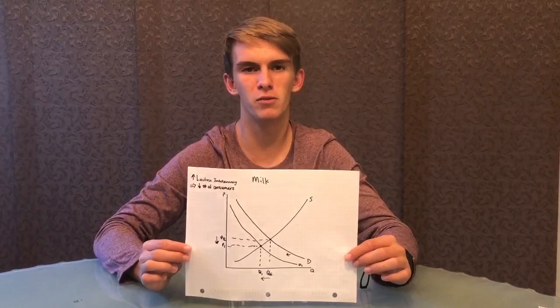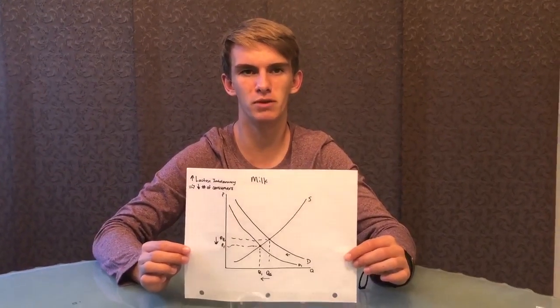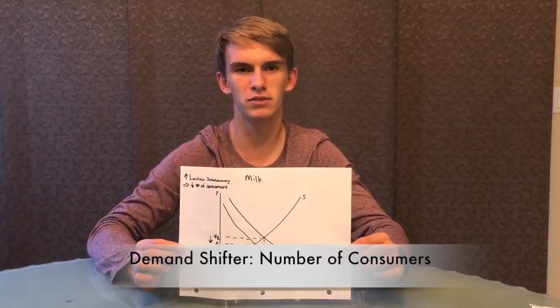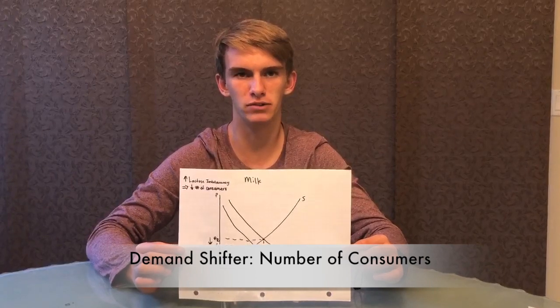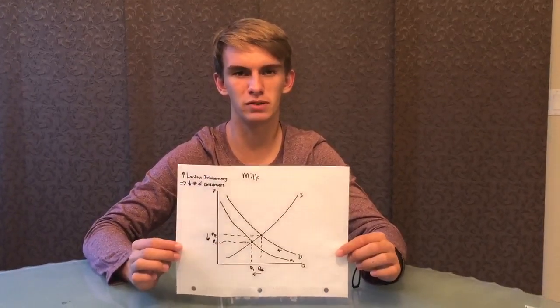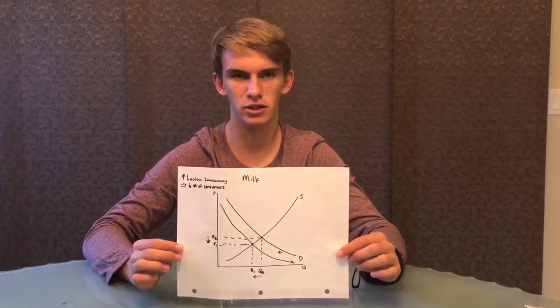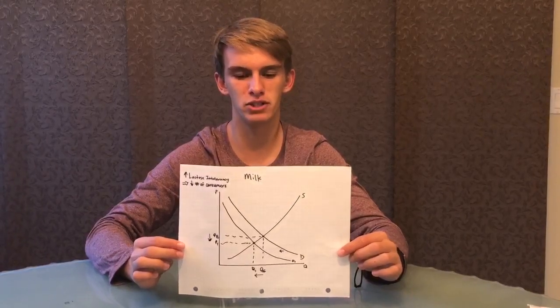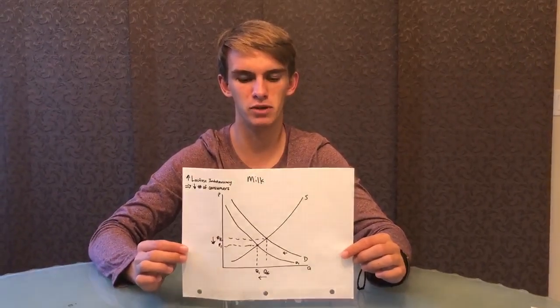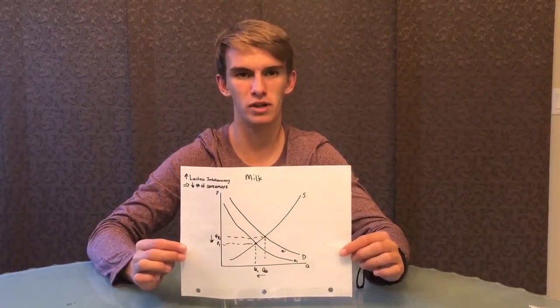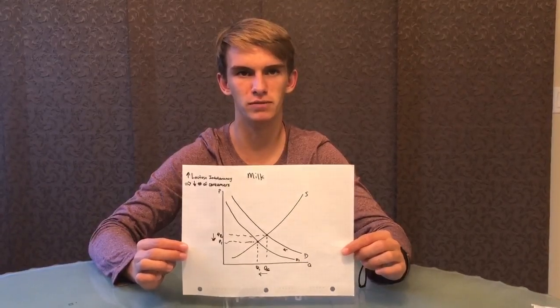The next situation I will be talking about is the decrease in the number of consumers. This could happen because of an increase in the number of people with lactose intolerance. If there's more people with lactose intolerance, this means they cannot drink milk. This will cause the demand to shift to the left, creating a new equilibrium point, which would cause quantity to decrease and price to decrease as well.